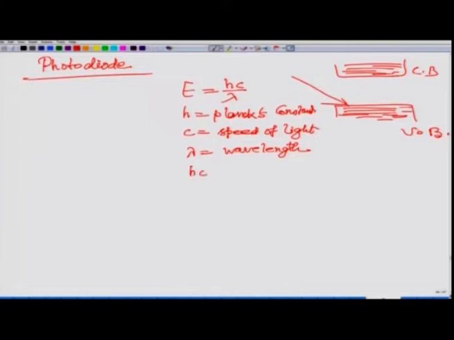h into c turns out to be 1240 eV/nm. eV is electron volt, this is a unit of energy. So, eV and nanometer. So, h into c turns out to be this. You can easily calculate how much will be the photon energy if you know the wavelength.